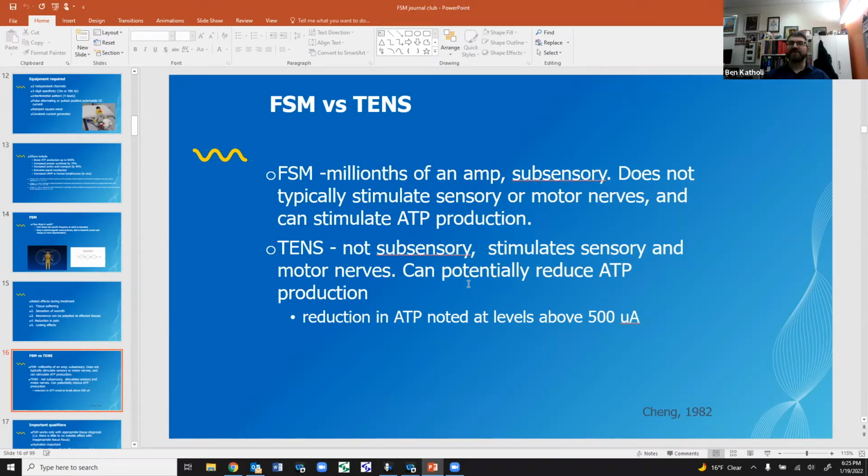they saw a big increase in ATP production with microcurrent. And with TENS units, there's a potential, especially in new injuries, anything above 500 microamps tended to decrease amino acid production, worsen cytokine signaling, and it can be painful, but it also decreased ATP production. Those studies were done in the 80s. Has anybody restudied that? I don't think so.